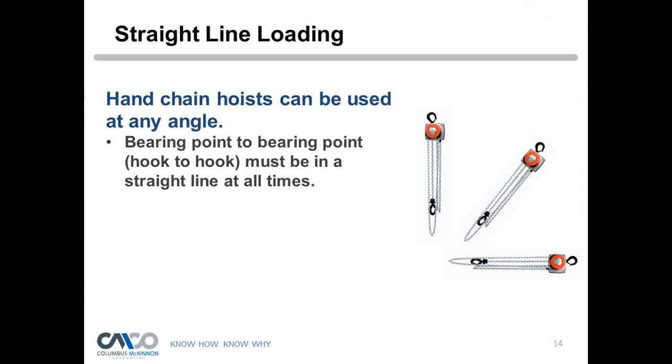So one of the big things is using it at an angle. There's a difference between side loading a hoist and using a hoist at an angle, okay? When you're using a hoist at an angle, what we want to see is bearing point to bearing point, which means hook to hook, that it always remains in a straight line. As long as that hoist remains in a straight line from hook to hook, you can do that, okay? If the hoist is anchored, meaning the top suspension is anchored, and you pull on the chain from one side to the other, that's called a side load, and we really don't want to see that. It's no longer in a straight line. And I'll have some more examples of that as we go through this.